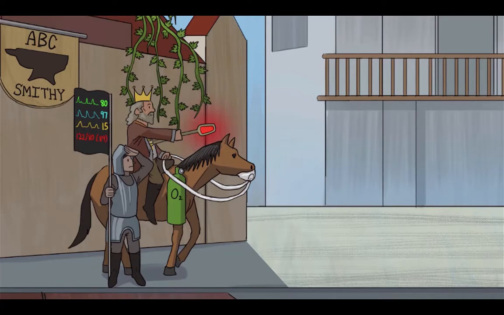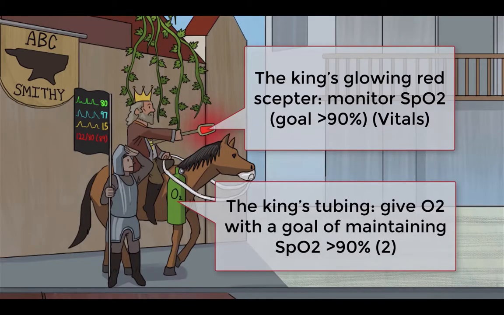These patients may need fluids to maintain blood pressure and perfusion, and IV nitro or beta blockers may need to be started urgently. Provide supplemental oxygen with a goal of maintaining O2 saturation over 90%.